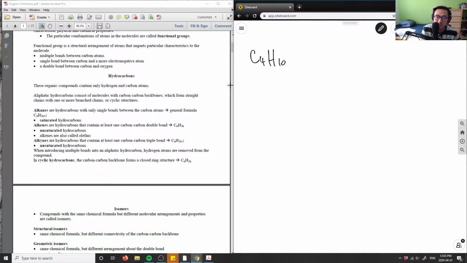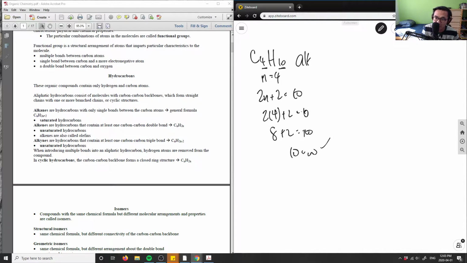Here N equals 4 in this case. If we look at our general formulas, which are 2N plus 2, 2N, or 2N minus 2, we're going to realize that this follows the alkane formula, because we have 2N plus 2 equals 10. If 2 times 4 plus 2 equals 10, then 8 plus 2 equals 10, which is 10 equals 10. So that's good, which means that this is officially an alkane.